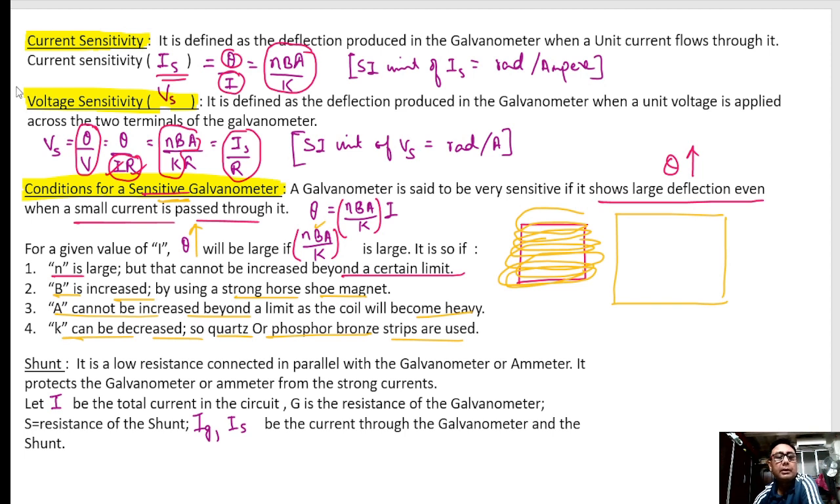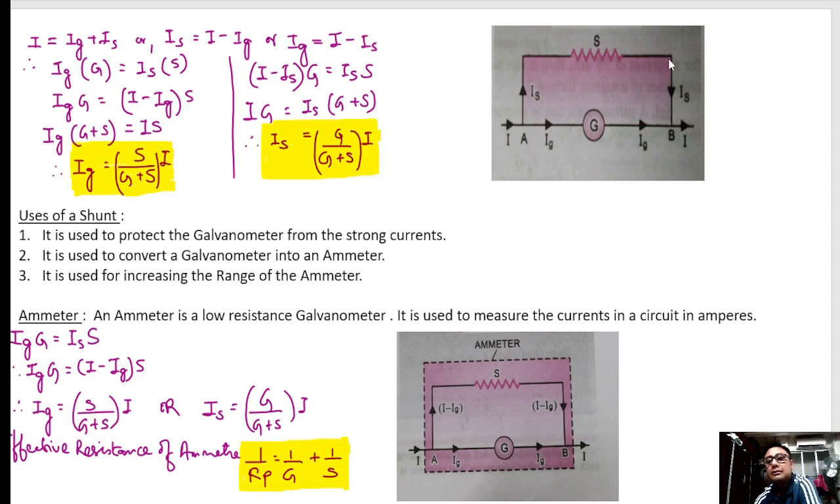So next topic is shunt. What is a shunt? It is a low resistance connected in parallel with the galvanometer or ammeter. Please watch here. Shunt. So this is the shunt connected parallel to the galvanometer. It is a very low resistance connected in parallel to the galvanometer. Clear?